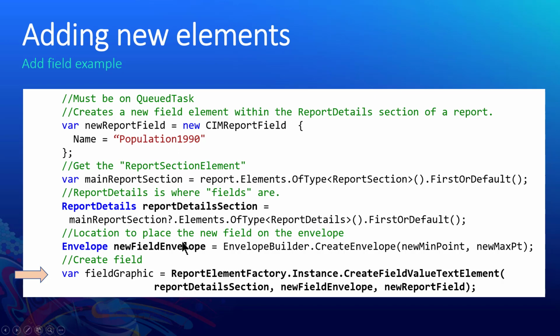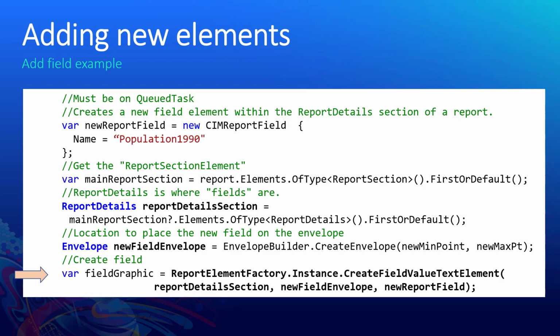Next, I retrieve the report details section. This is the container where the field will be placed. Notice how I first retrieve the report main section, and then I retrieve the report details child section from it using the elements property. This is the element container that will hold the new element.